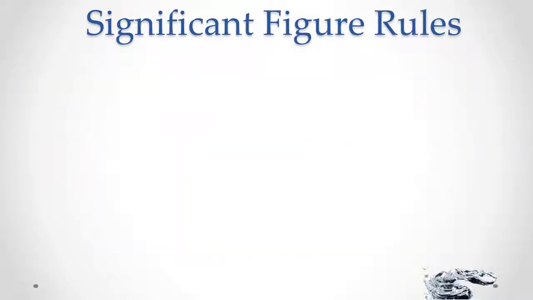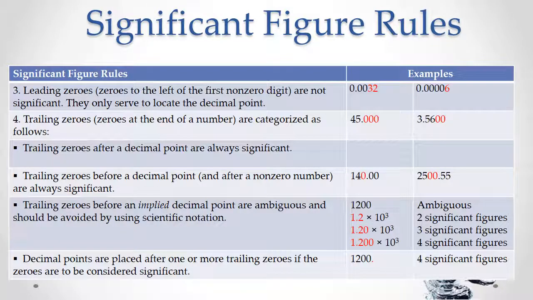Rule 3 of significant figures is leading zeros are not significant. These zeros only serve to locate the decimal point. If we look at the number 0.0032, the leading zeros are not significant. Therefore, that answer only has 2 significant figures.